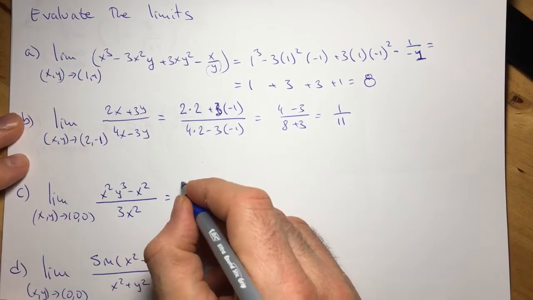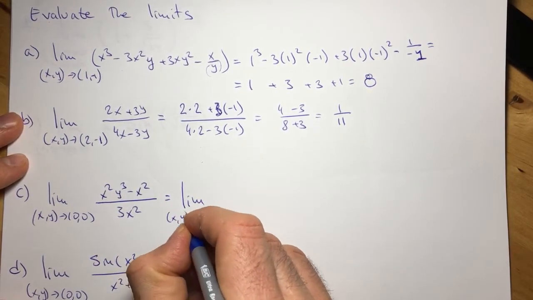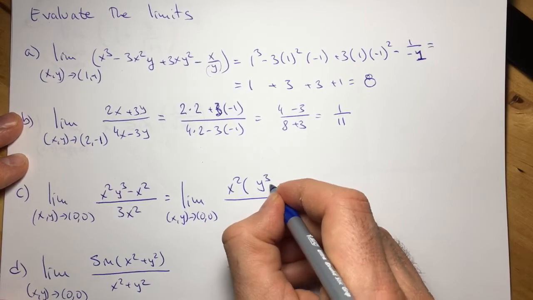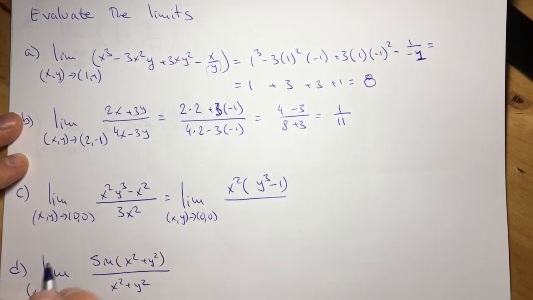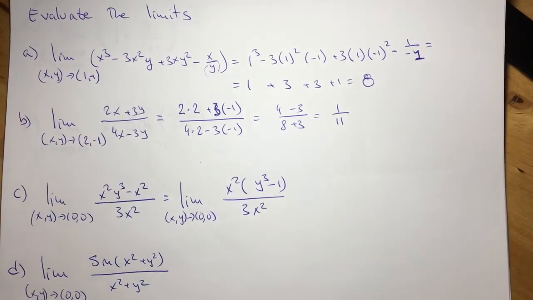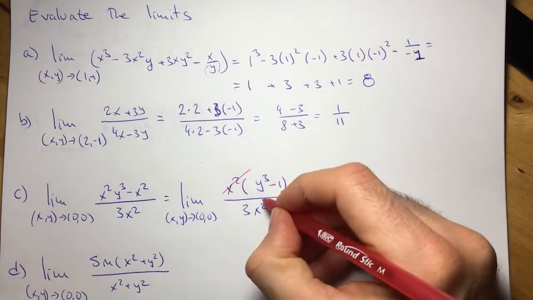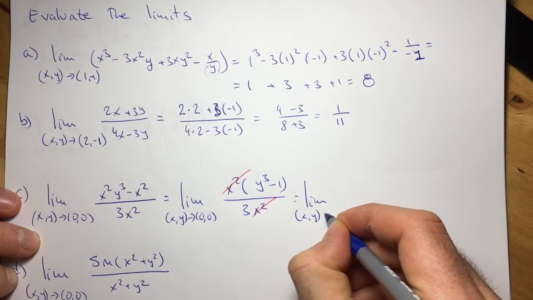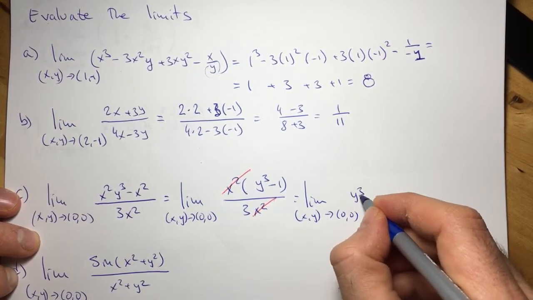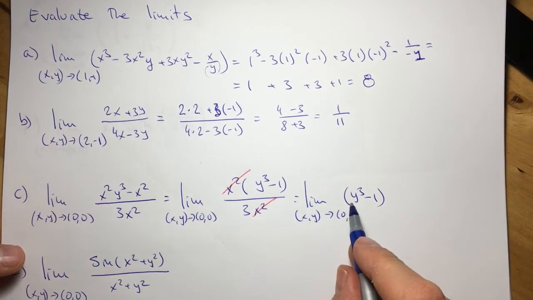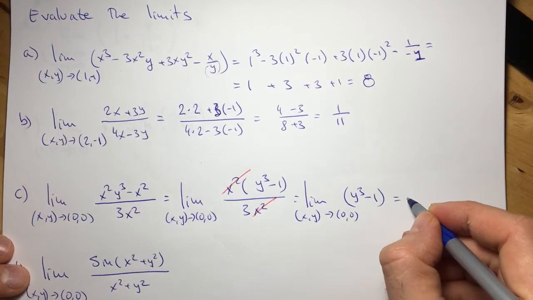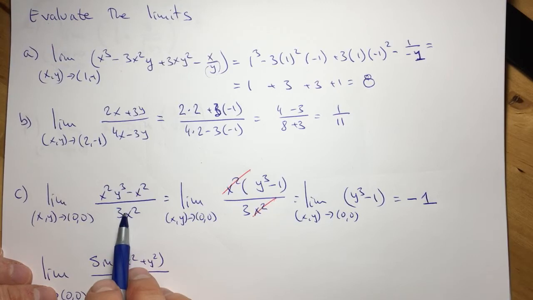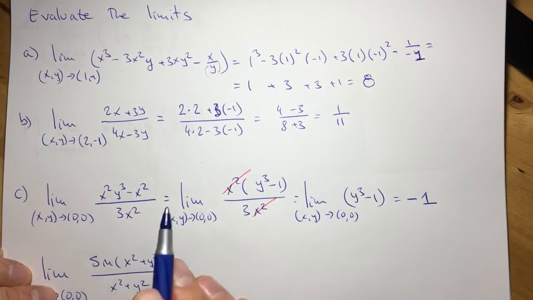If I can simplify this expression, first of all, this is going to be x squared times y cubed minus 1. I factor the common factor in the numerator, divided by 3x squared, and then cancel these two. You're left with the limit as xy goes towards the origin of y cubed minus 1. And now this function depends only on y. Plug y equal to 0, 0 minus 1 is negative 1. So the first idea is that if you can simplify the expression, if you can cancel the factor that's causing the problem, that's what you do.